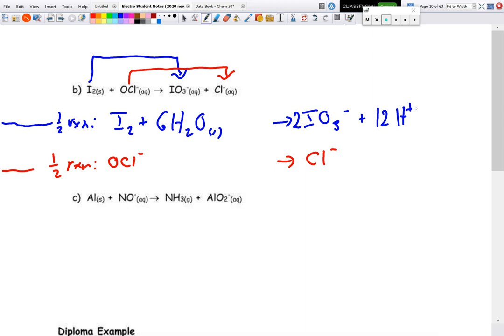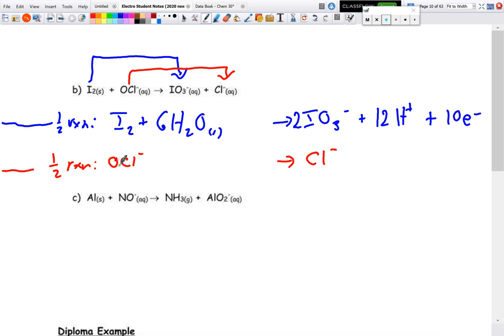And finally, we balance charge. So on my reactant side here, iodine has a 0 charge, water has a 0 charge, so we have 0 charge on my reactant side. And on my product side, I have 2 negative coming from IO3, and I have 12 positives coming from my hydrogen, so I have a positive 10. So in order to balance out this, I need to add 10 electrons on this side to bring me down to a neutral 0 charge.